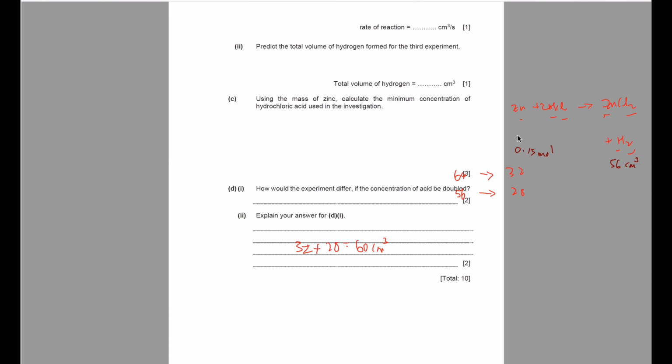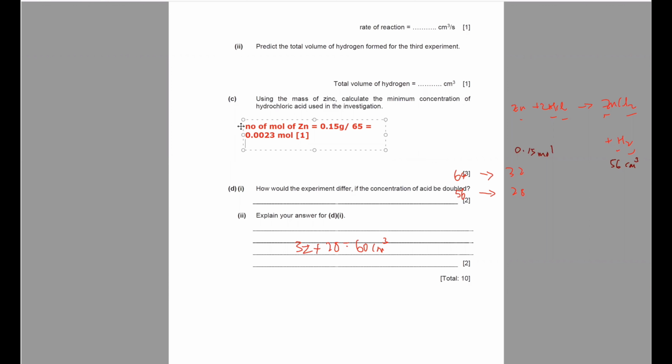So what you do is you first find the number of moles of zinc. So number of moles of zinc equals 0.15 grams divided by 65, which equals 0.0023 moles. This is 1 mole.